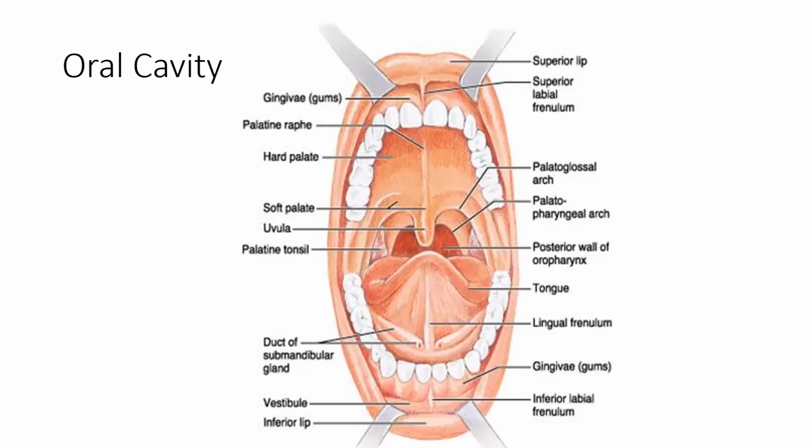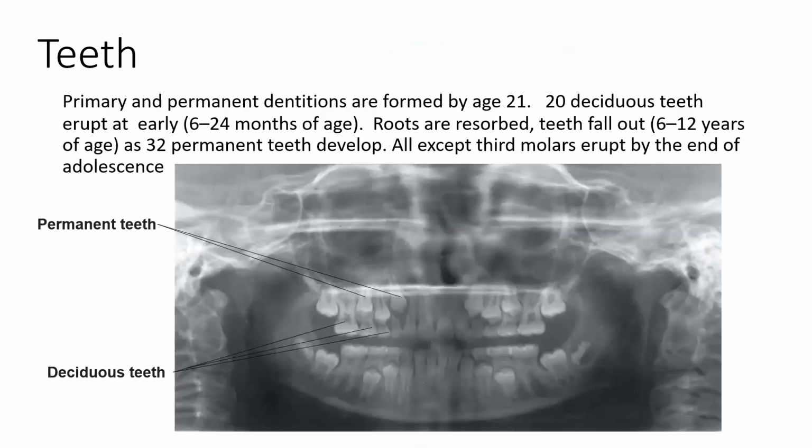Okay. Now, we have 32 adult teeth. When we are born, we have no teeth, but somewhere around the age of 6 months, teeth start erupting through the gum line. And we get about 20 what we call deciduous or milk teeth. You can see here all these teeth down here are the deciduous teeth. So we have about 20 of those, 10 on the mandible and 10 on the maxilla.